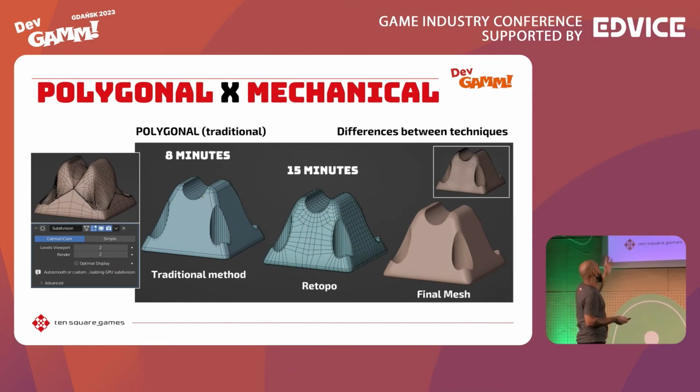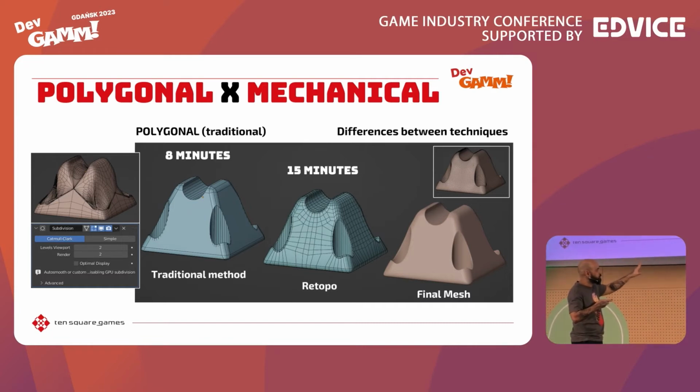And let's compare polygonal, traditional, and mechanical modeling to see which one is better. So here I have this, which I did with the process that I showed you using Booleans, showing that if you subdivide, that's what you're going to get. And then I need to retopologize. It took me 8 minutes to get this shape. I wasn't in a hurry, just checking the time. And 15 minutes relaxing, doing the retopo to get the final proper mesh to bake, right?